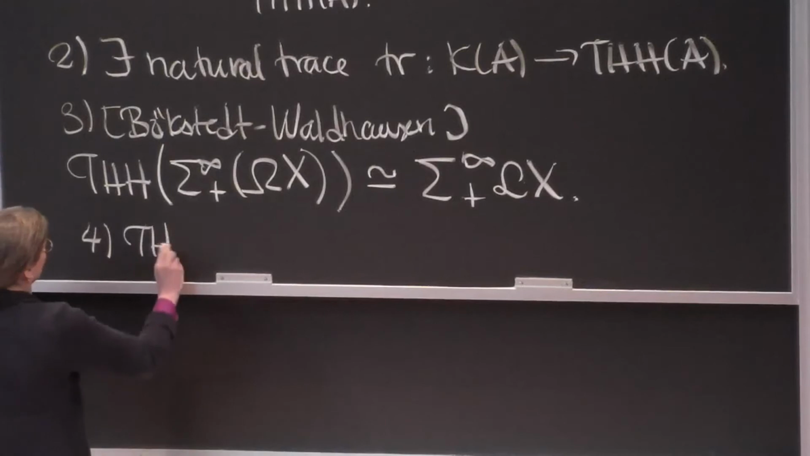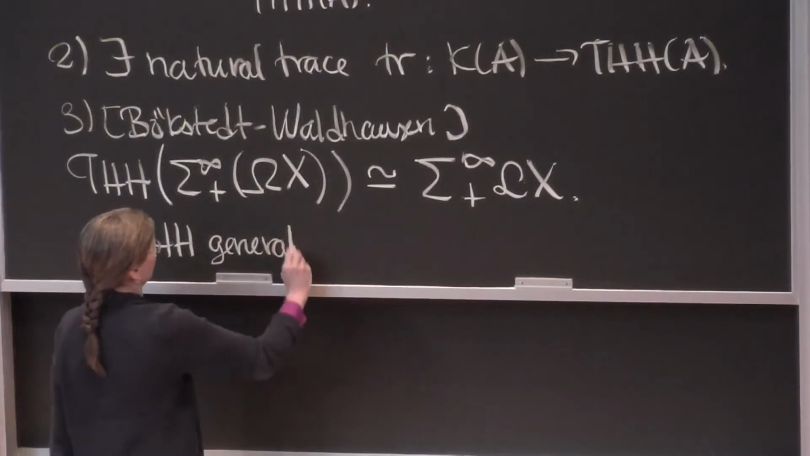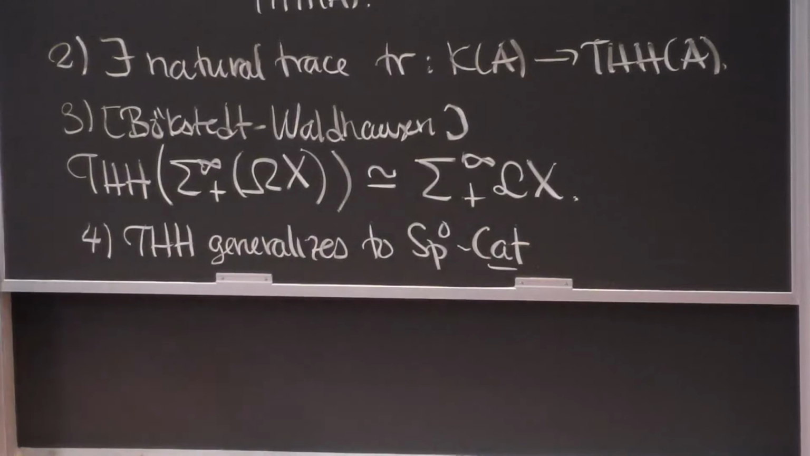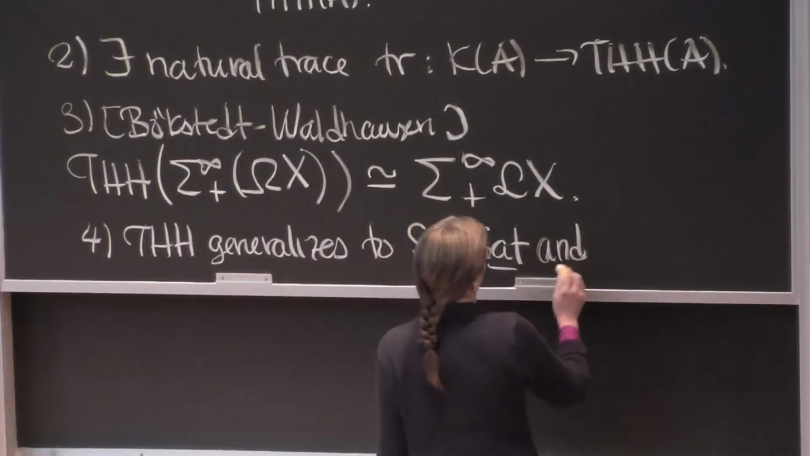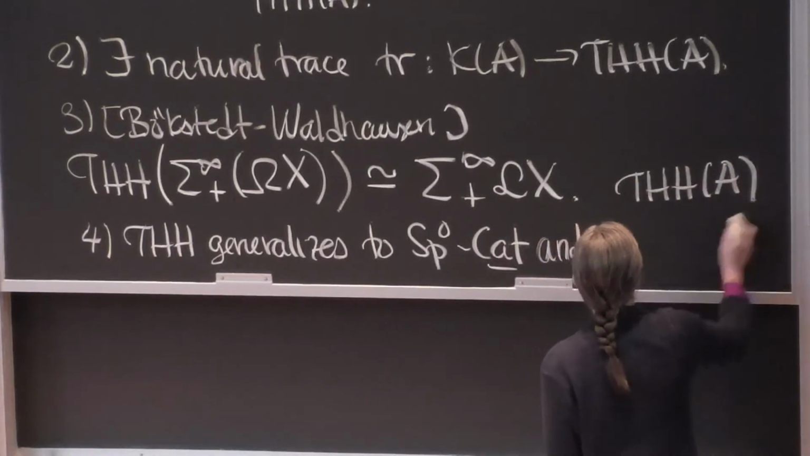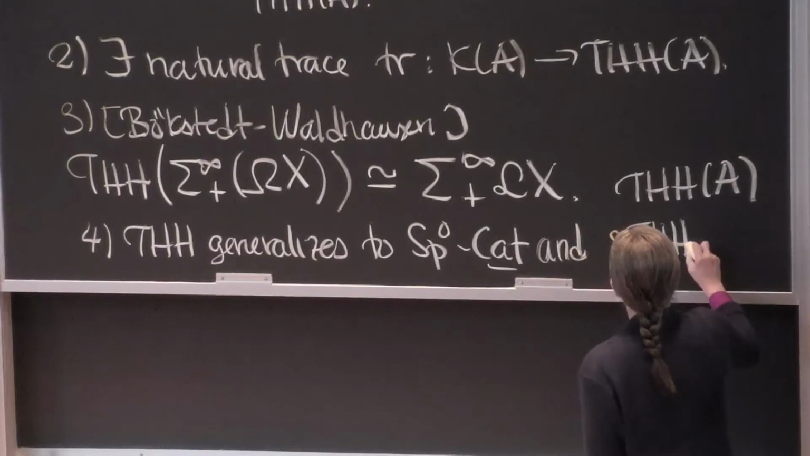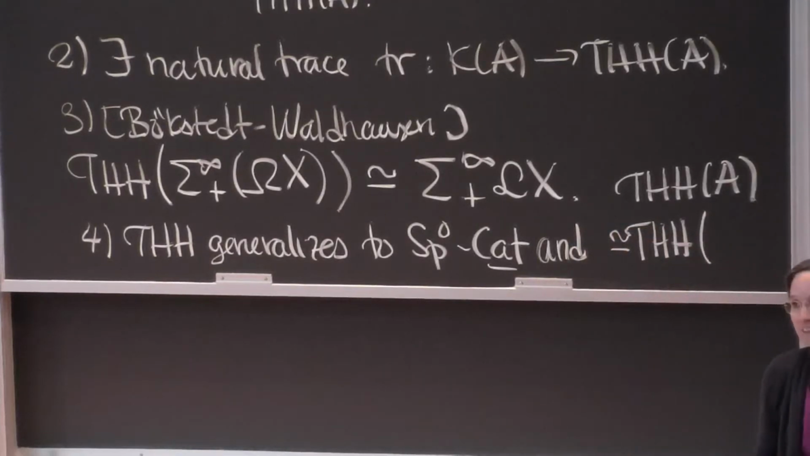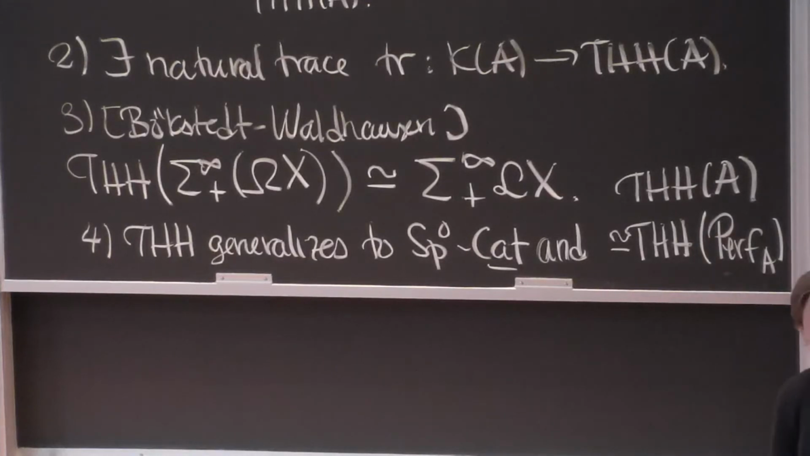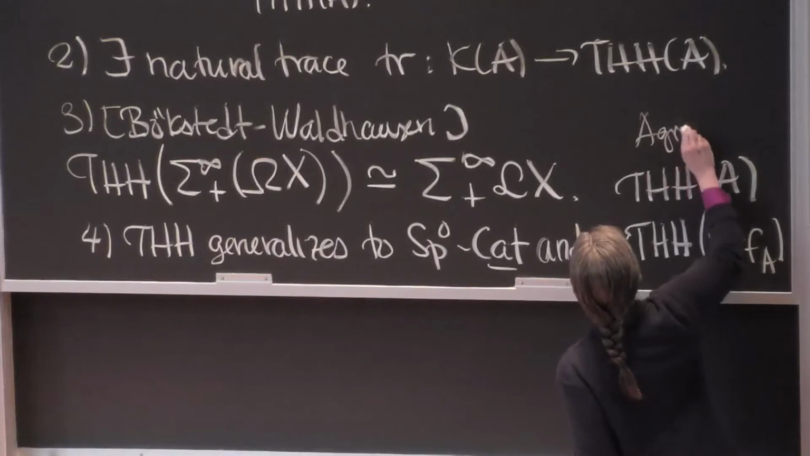Fourth point is that THH generalizes to categories enriched in orthogonal spectra, so a spectral version of DG categories, and we have agreement, which is to say that THH of a ring spectrum A is equivalent to THH of the spectral category of, well, what are often called the category of compact modules, but I'll just write it as perf A. Perf A here means the thick subcategory of the category of A-modules generated by A itself. So we also have agreement in that sense.